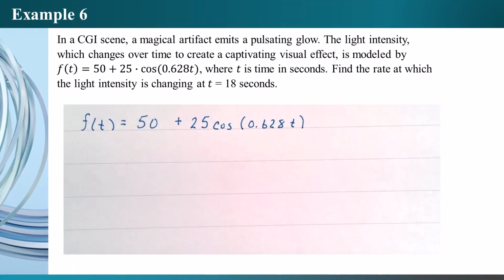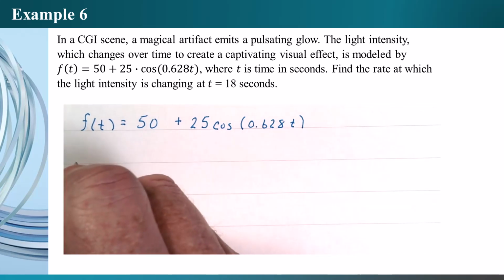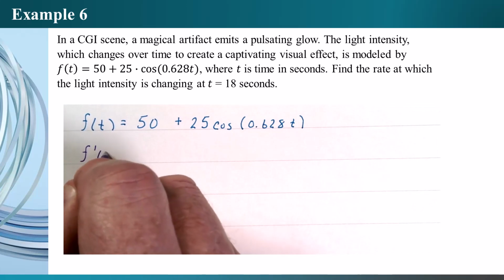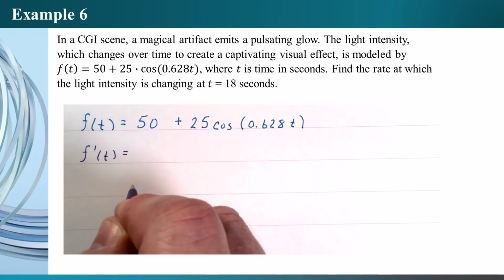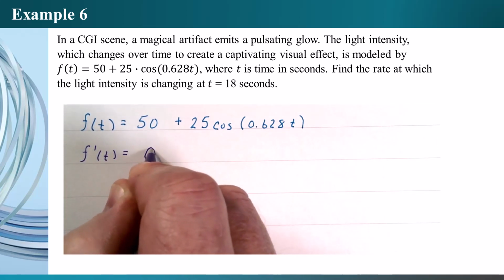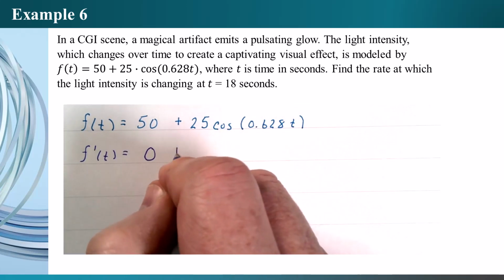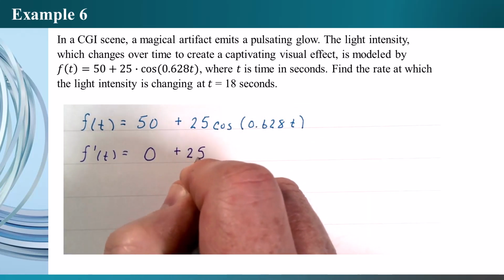So we want to find the rate at which the light intensity is changing at t equals 18 seconds. That means we need to find the derivative. So we have f prime of t. Now from this first term, we just get a derivative of 0. And let's go ahead and write down our 25.